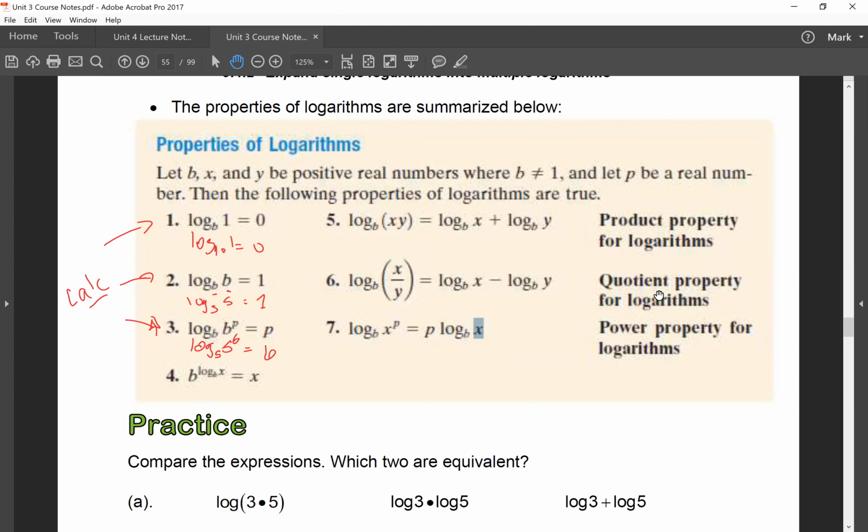Now, the other rules, again, they can kind of be done numerically on your calculator, but rules 4, 5, 6, and 7 are rules where we have variables. So like b is kind of like a number. Where x and y, these are our variables. Now, all of these are positive real numbers. But numbers 4, 5, 6, and 7 show you some different properties where we have multiplication, division, and exponential rules.